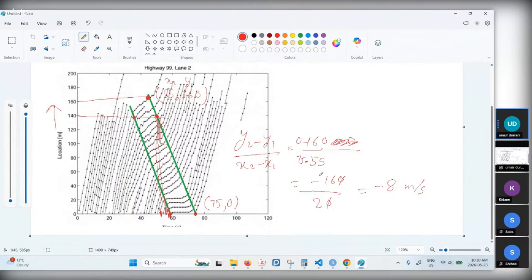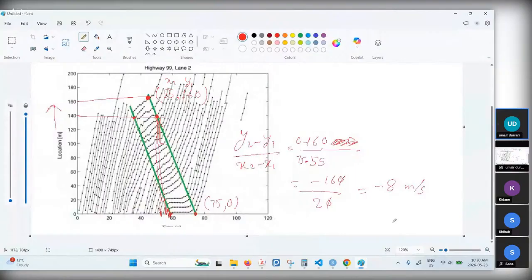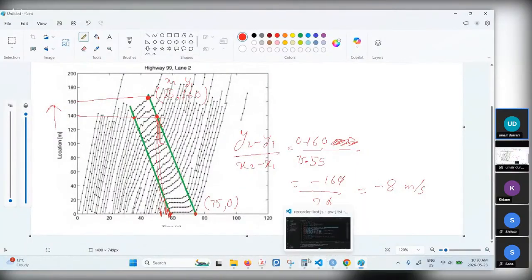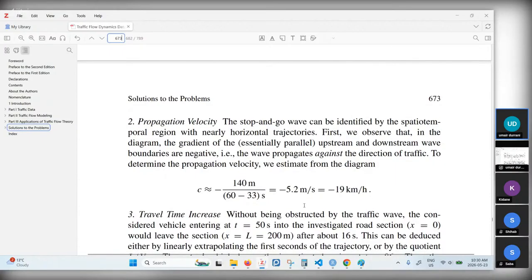Yeah, so we can take one or the other boundary here. And based on that, we get, so here this is minus 8 meters per second. And if we look at this one, this is minus 5.2 meters per second. So lower than what we estimated, but the methodology is the same.